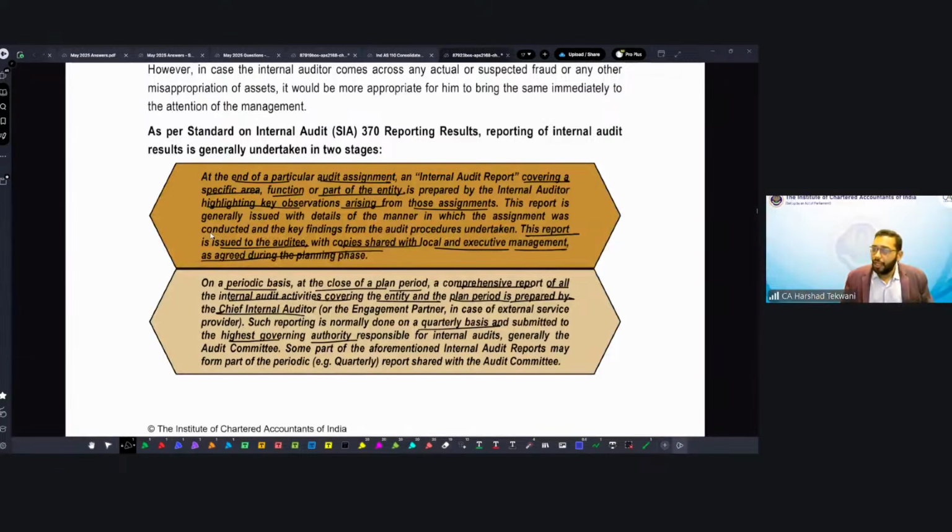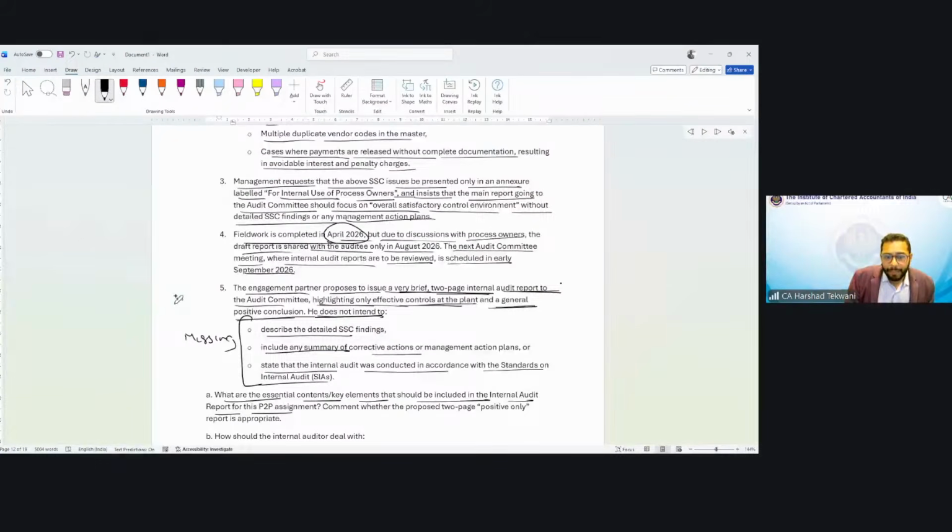The highest governing authority in this case was the audit committee. So the quarterly report is shared with the audit committee. This is how you need to follow the internal audit report issuance procedure. In this case, fieldwork was completed in April 26, but due to the discussion with the process owner, the draft is shared by August 26. Fine. Once the draft is shared, obtain the MAP, the management action plan, and then issue the final report.